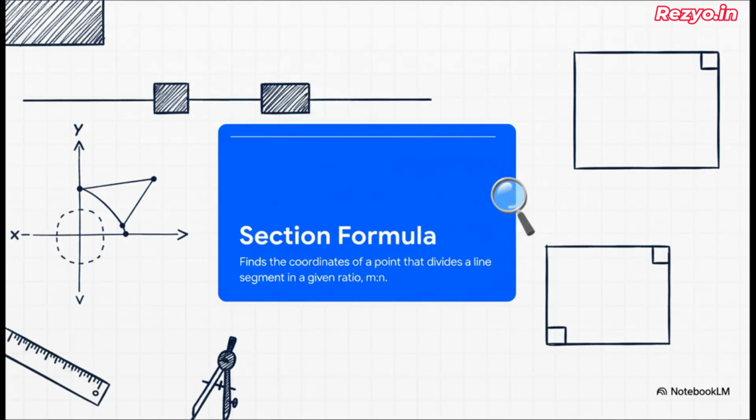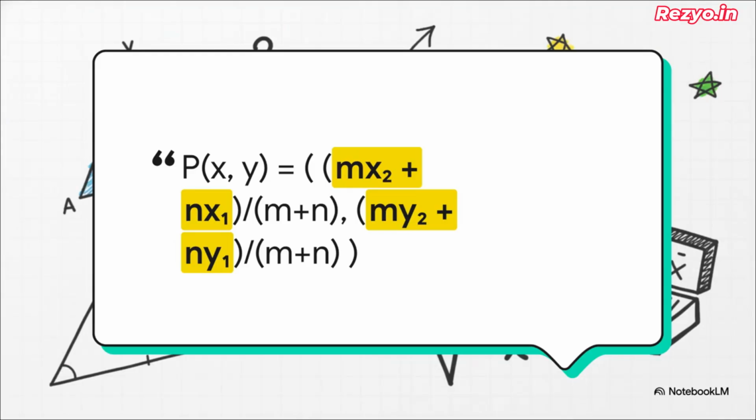So just picture a line segment connecting 2 points. This formula lets you find the exact coordinates of the point that cuts it, say, 1/3 of the way from the start. That means the ratio would be 1 part to 2 parts, or m to n. It's incredibly, incredibly precise. And here it is. I know, it looks a little intimidating at first glance, but just take a breath and look at the pattern.